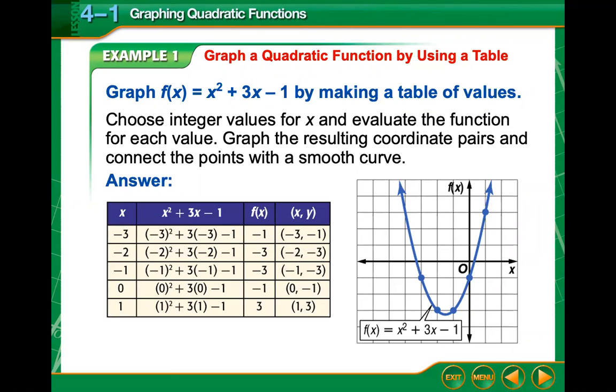So for example, for -3, our equation is f of x equals x squared plus 3x minus 1. We plug in -3, so -3 squared plus 3 times -3 minus 1 gets us -1. So our coordinate point is -3, -1. And then we do the same thing for -2, -1, 0, and 1, and we get our coordinate points.